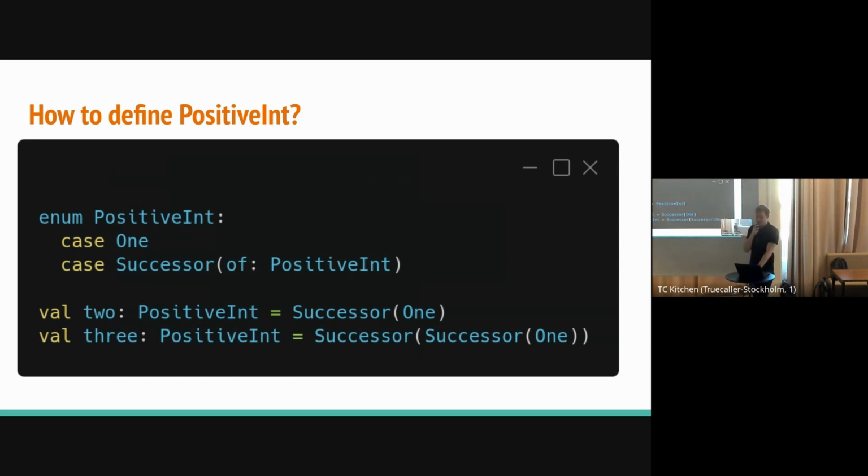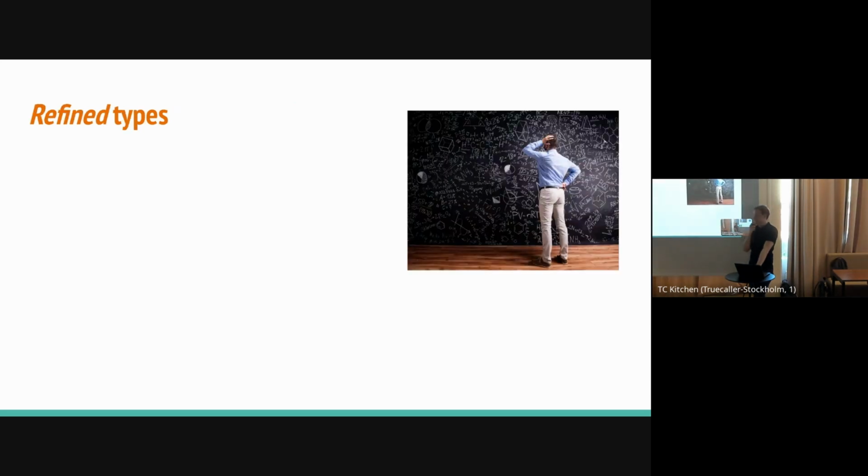But if you can do this, this is quite a good solution. For example, representing a non-empty list, you can do something like this. I would prefer that solution, but you can't always do that. So that's where refined types come in.